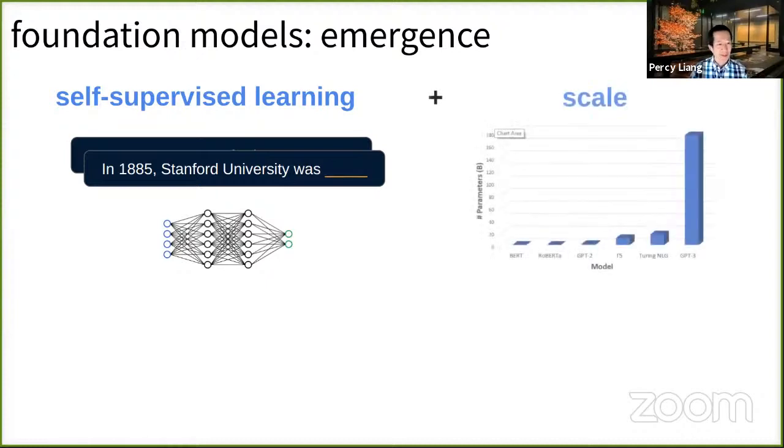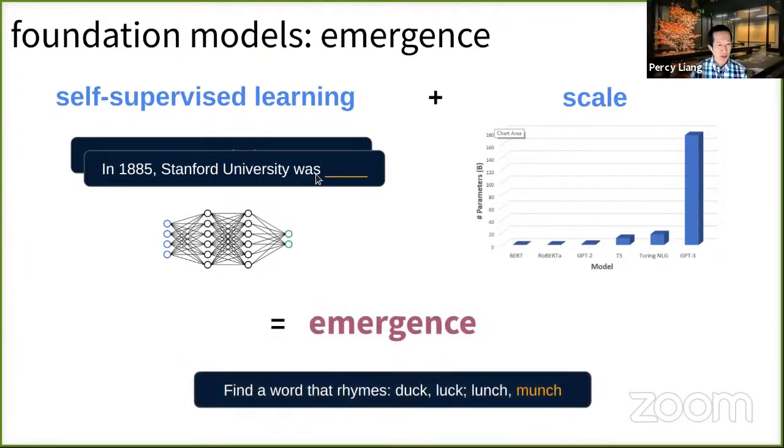So now you do this at scale. For GPT-3, it's 175 billion parameters. And what emerges is quite surprising. You've probably all seen how GPT-3 can generate fluent text and code. But the thing that really struck out at me was the emergence of new capabilities, such as in-context learning.